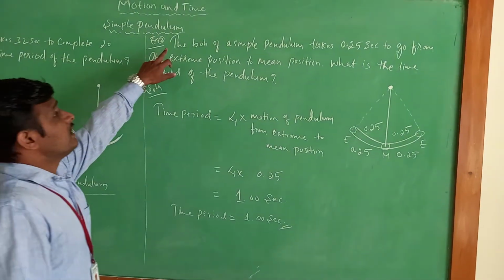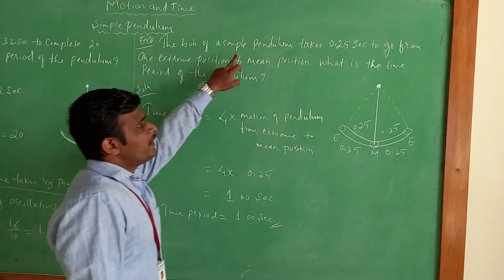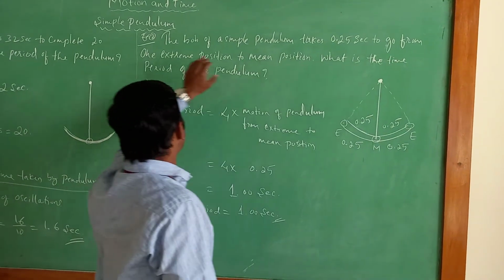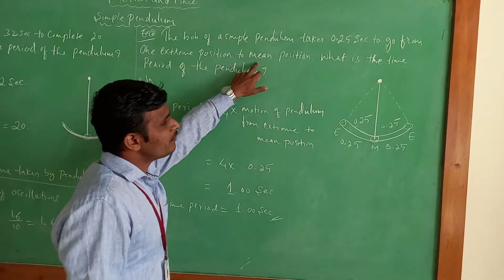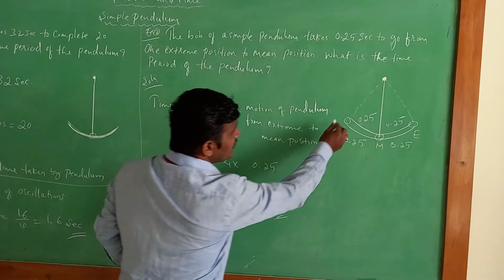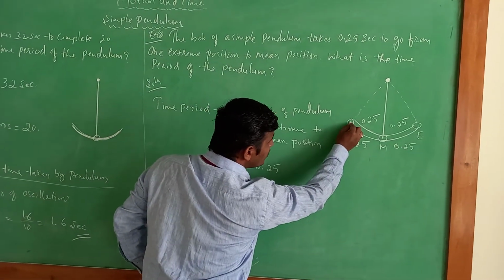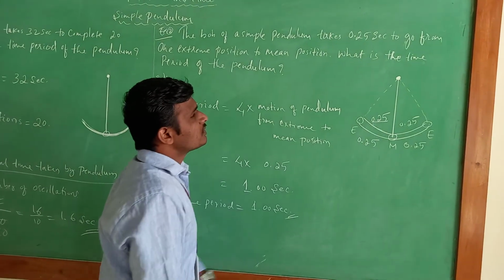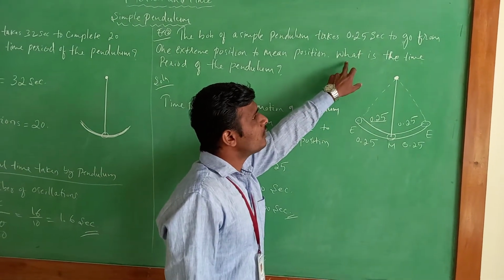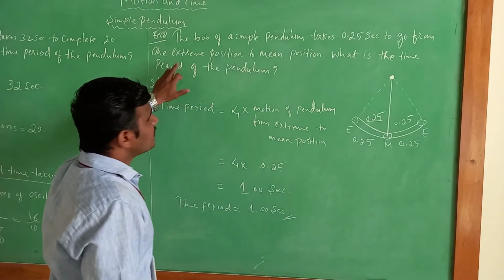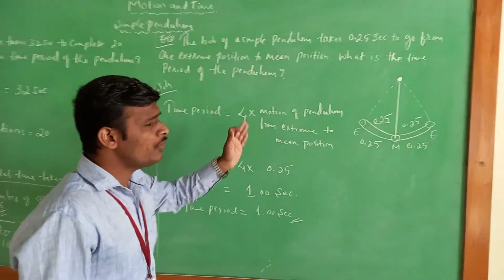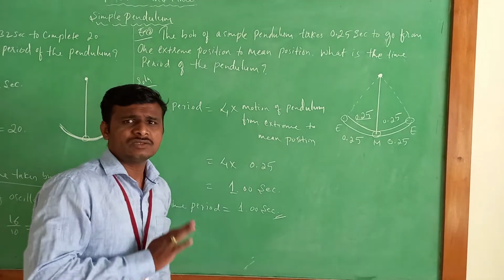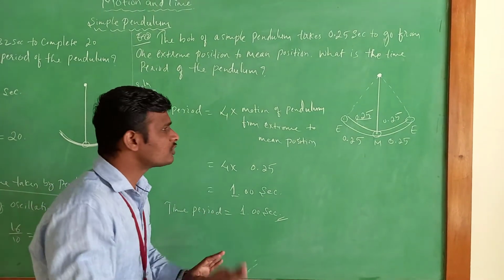I repeat this problem once again. See here: the bob of a simple pendulum takes 0.25 seconds to go from one extreme position to the mean position. So for the bob to travel from this position to this position takes 0.25 seconds. They told us to calculate the time period of the pendulum. How are we going to calculate it? When the pendulum completes one cycle, or one oscillation.